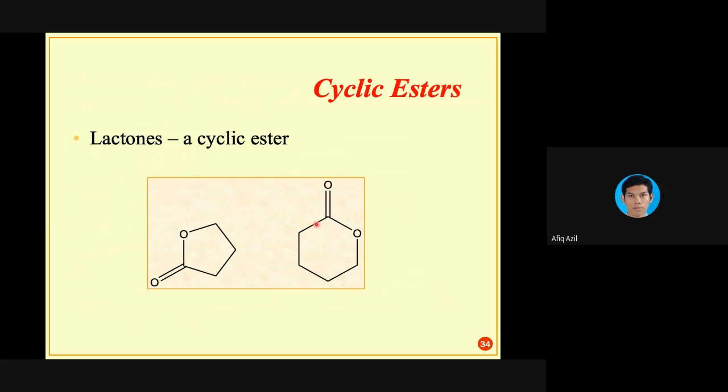Here is an example of a cyclic ester. Okay, that means the structure is in a cyclic form, which are also known as lactones. Okay, they have another common names for cyclic esters.